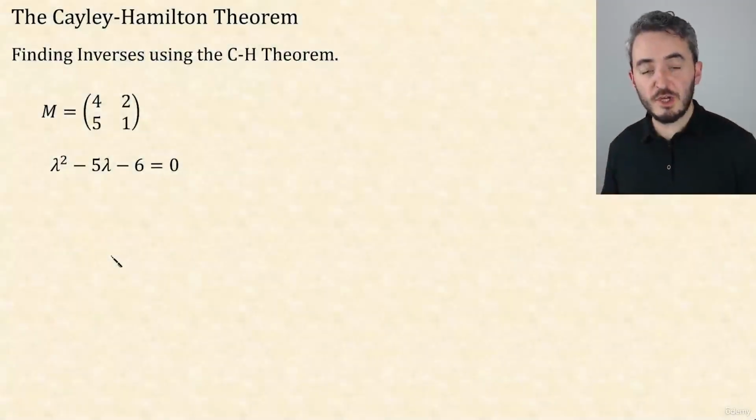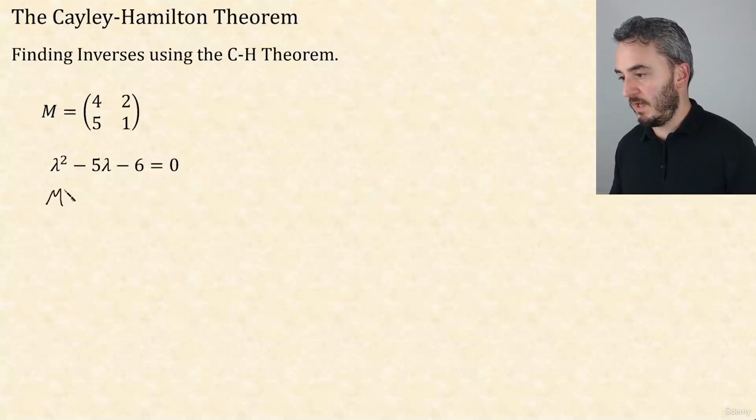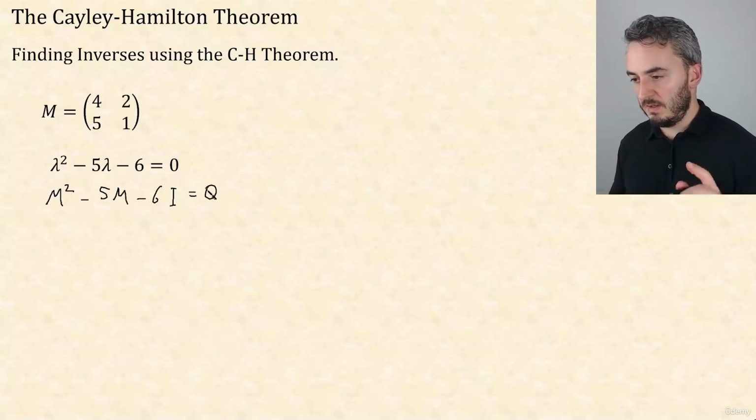In this video, I'm going to show you how you can use the Cayley-Hamilton theorem to find inverses. So here's that matrix we were looking at in the last video. Here's its characteristic equation. Replace lambda with m and we get m squared minus 5m minus 6 times the identity equals 0. Now here's the very, very clever bit.